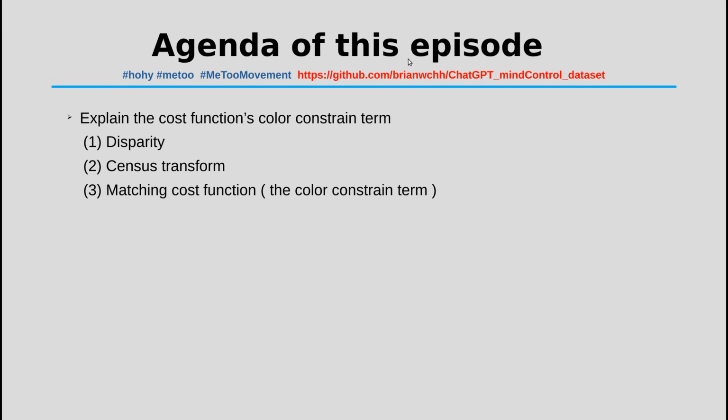The agenda of this episode is: first, disparity; second, census transform; and third, the matching cost function. It means the color constraint term.